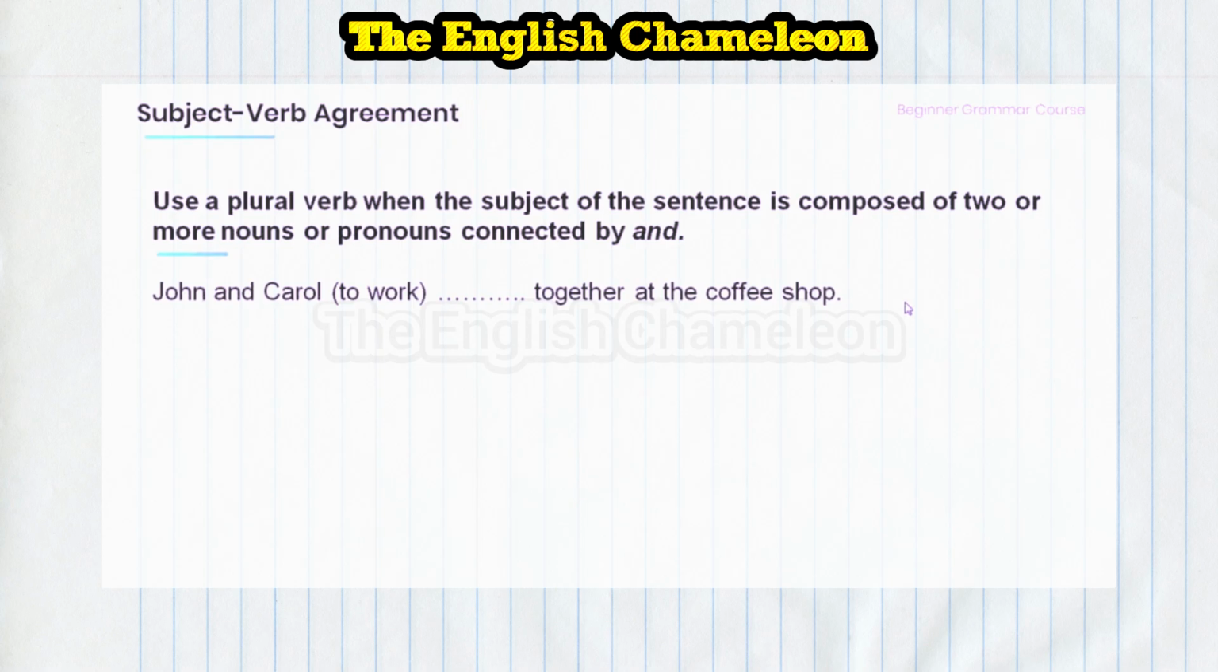Now let's review and practice a bit. Remember that we use a plural verb when the subject of the sentence is composed of two or more nouns or pronouns connected by and. Read the following sentence and fill in the blank using the appropriate form of the verb. John and Carol ___ to work together at the coffee shop. John and Carol work together at the coffee shop.